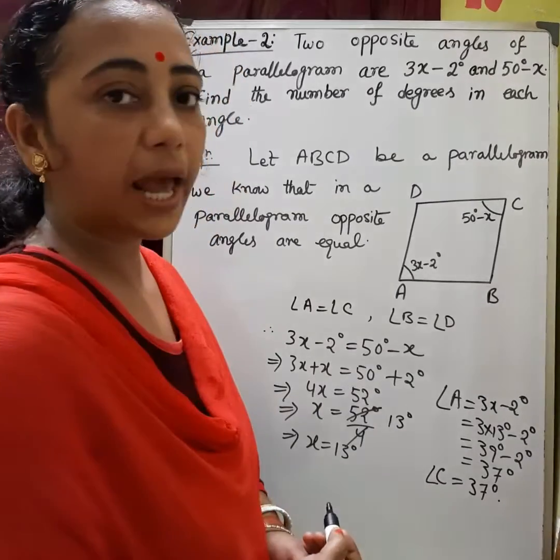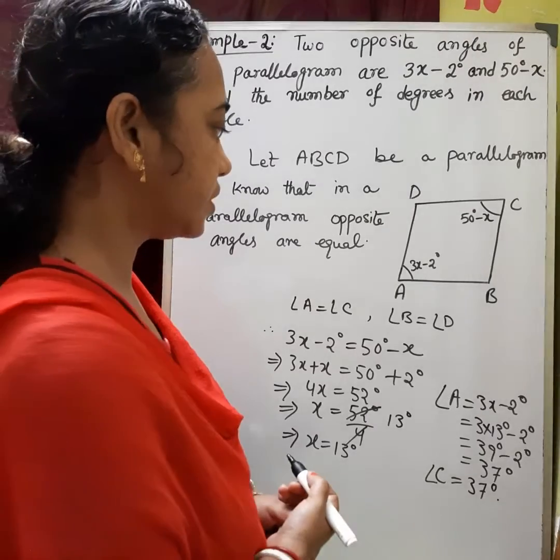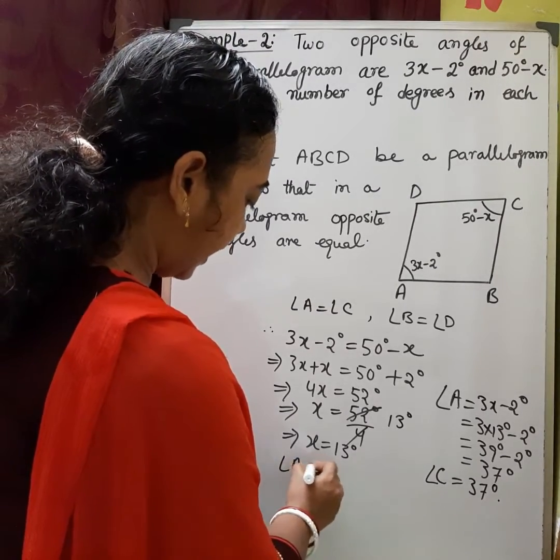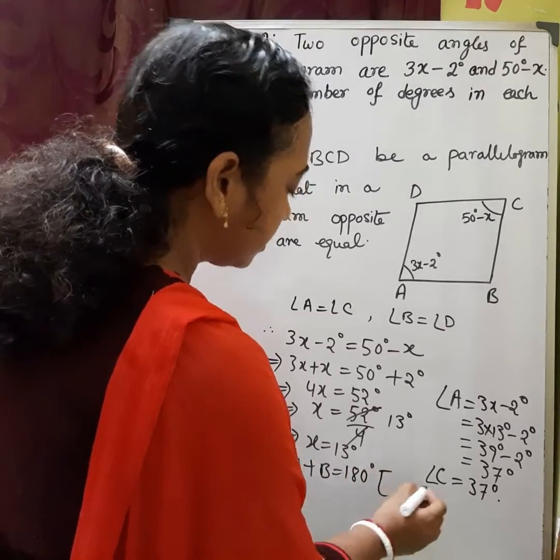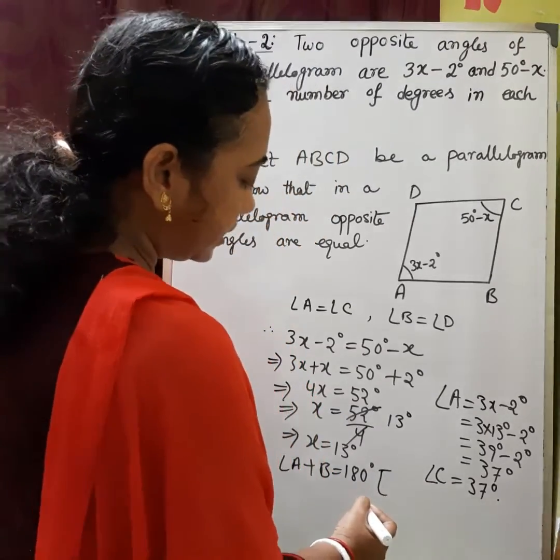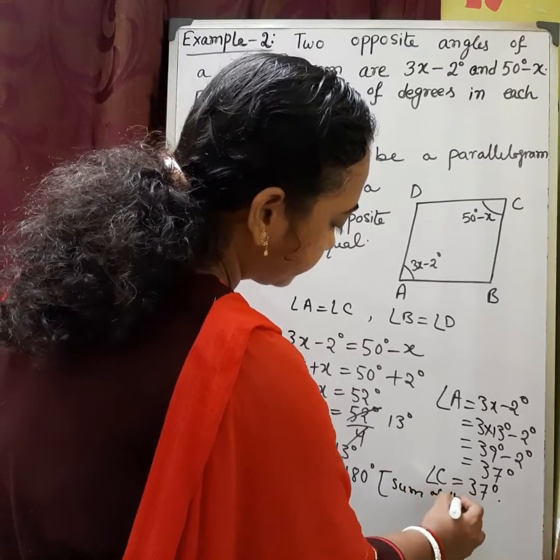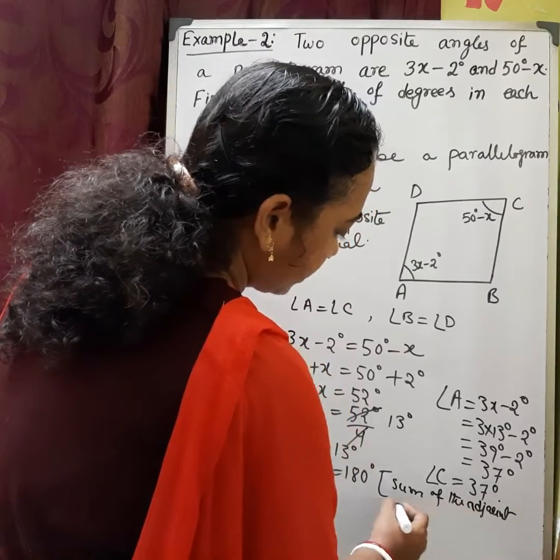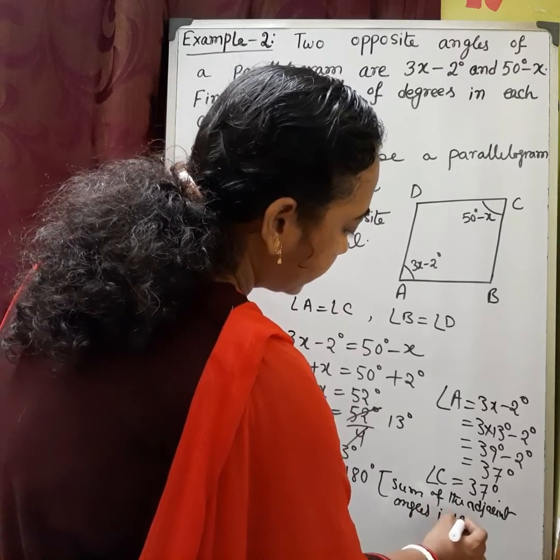Now we have to find out angle B and angle D. Also angles A and B are adjacent angles, so their sum will always be 180 degrees. So angle A plus angle B is equal to 180 degrees because the sum of the adjacent angles in a parallelogram is 180 degrees.